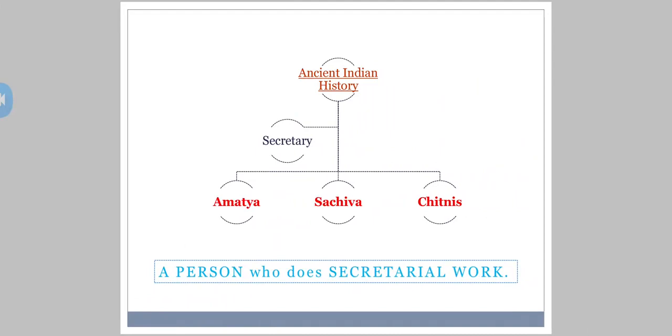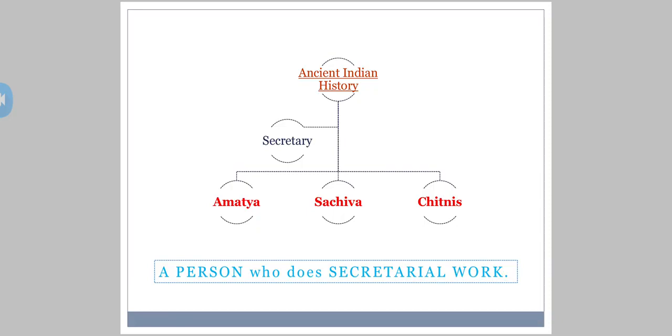And now coming to ancient Indian history, when a person used to do the secretarial work, when the person was named as secretary, the other names were Amatya, Sachiva and Chitnis. Okay, these three names, the meaning is secretary only. In those times a person who used to do the secretarial work was termed as Amatya, Sachiva and Chitnis. All these three words mean one and the same, and that is secretary, a person who is doing secretarial work.